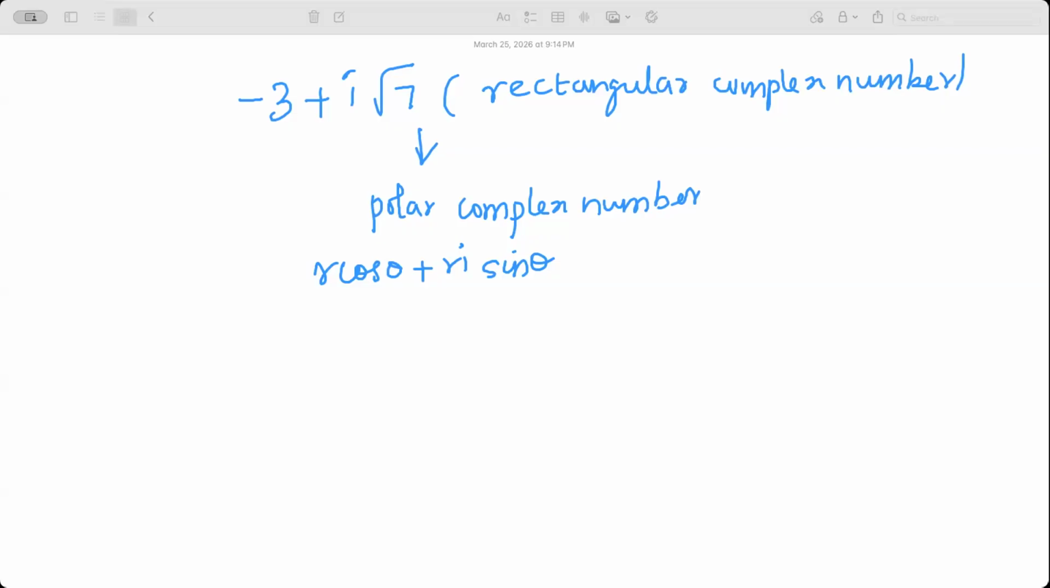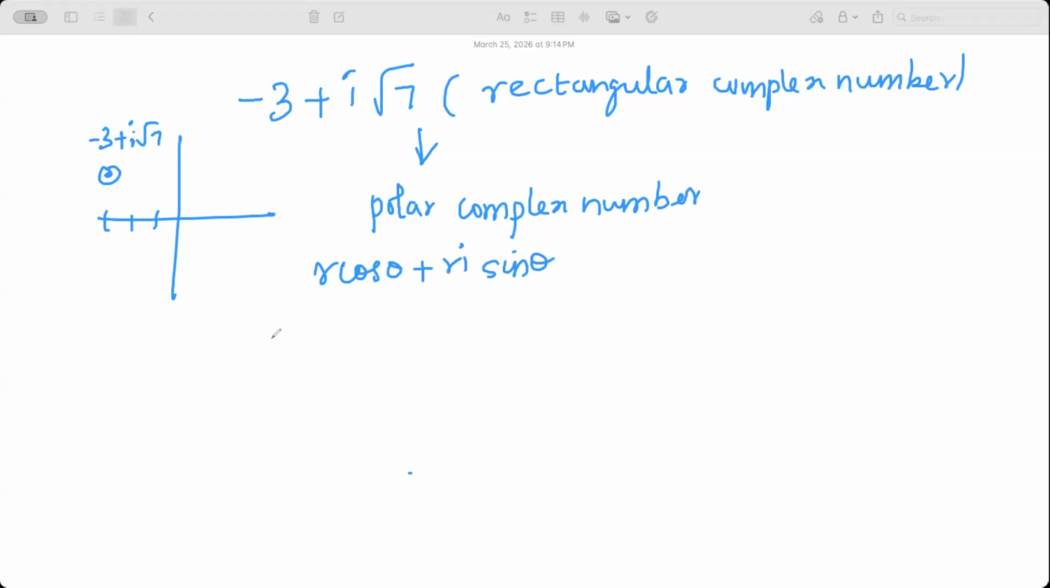Should you add pi or 2 pi? You tell me. The given rectangular complex number is in which quadrant? It is in the second quadrant, right? Let's see this. If you just take the tan inverse, it can only be in the fourth or first quadrant. Here, minus 3 comma root 7i, the root 7 is a positive number. So somewhere here, right? This is the coordinate, right?